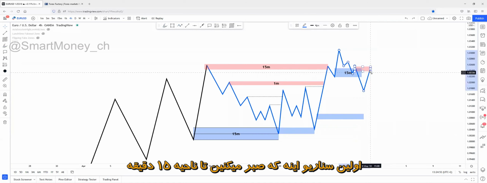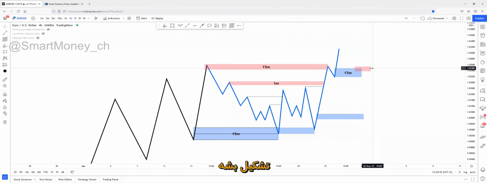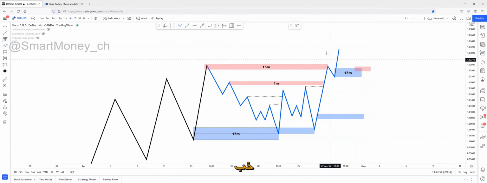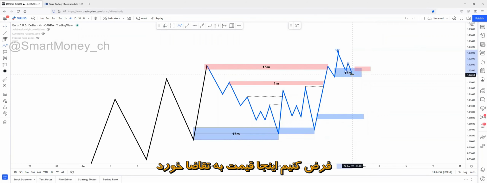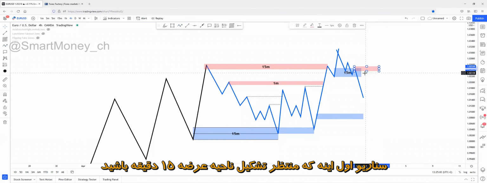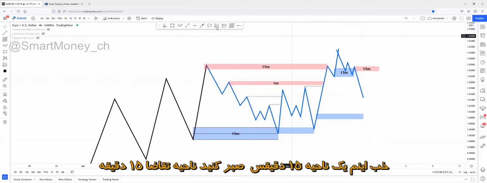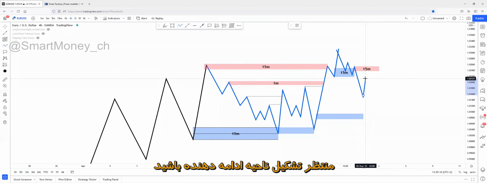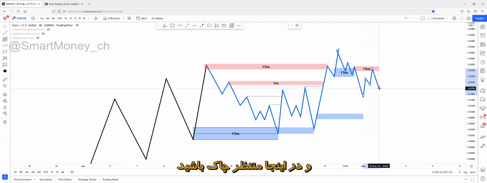First scenario, you wait for a 15-minute zone creation. So let's say price taps this zone right here and creates a flip zone. First scenario, wait for a 15-minute zone creation, which I recommend you to do. So this is a 15-minute zone too. Wait for a 15-minute zone break, wait for continuation up to this zone, wait for a change of character right here. And based on that change of character entry, you can enter in this position.